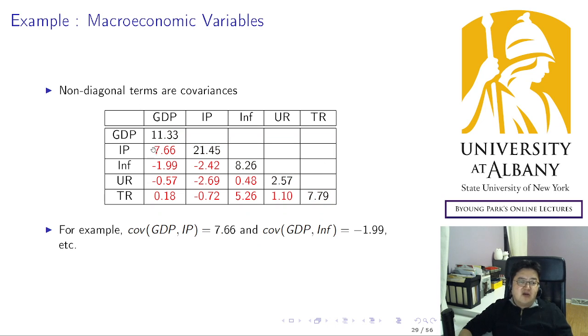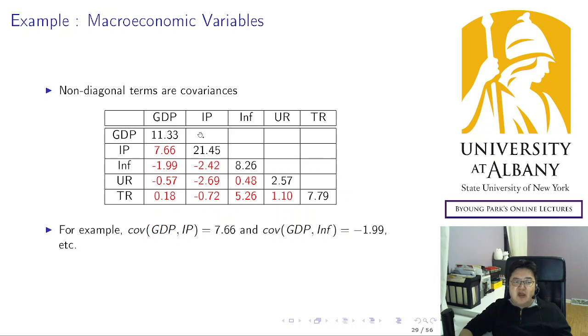And then the lower triangle part captures covariance. The idea is the same. Say for example, 7.66 is the covariance between industrial production and GDP. And say for example, 1.10 is the covariance between unemployment rate and treasury bill rate. So for each pair, you can find the covariance.